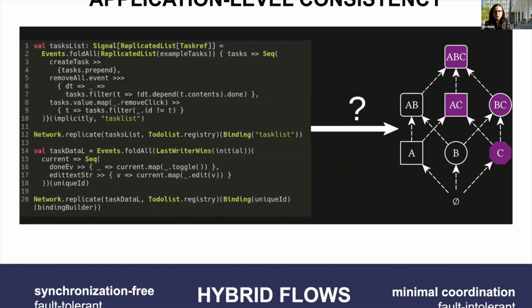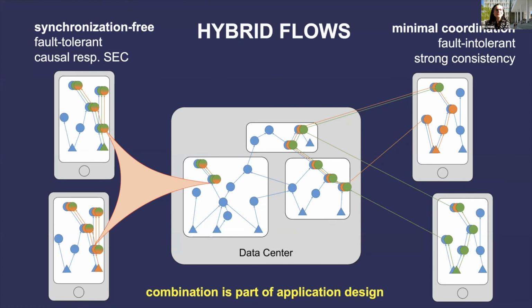Okay, to summarize, I need to summarize, but I am also almost at the end. We have support for both strongly consistent flows, which need minimal coordination but are fault intolerant, and on the other hand, support for synchronization-free and fault-tolerant flows with strong eventual consistency, actually causal consistency. Within the same system, the runtime supports both in a modular way.